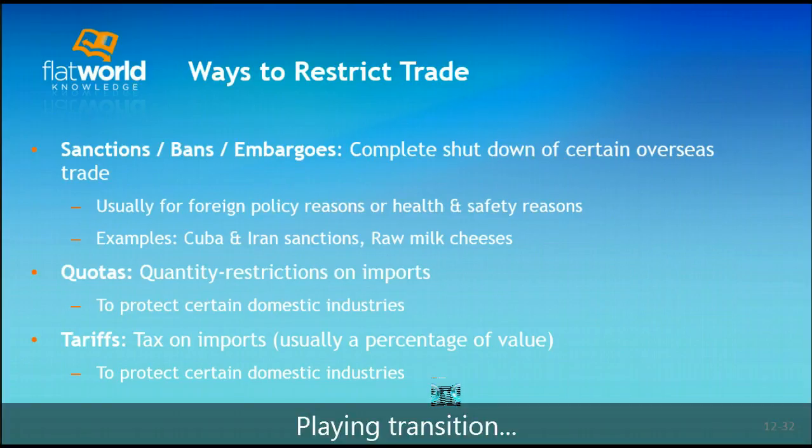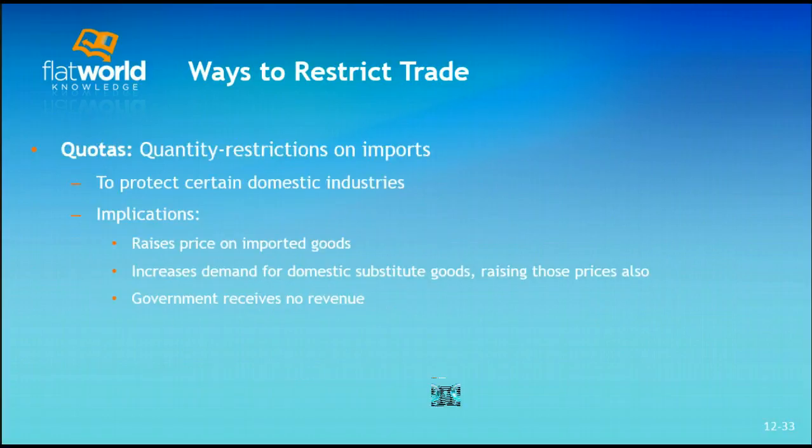Let's look a little more deeply at quotas. What are their implications? This is when we restrict the quantity of an imported good. It will raise the price on those imported goods. Once again, we're going to restrict quantities. You know we're going to have to raise the price then. It will increase demand for the substitute goods, whatever those are, that are made domestically, and that will raise the prices on those also. And when it comes to a quota, it's just a quantity restriction, so the government receives no revenue. Let's look at this graphically.